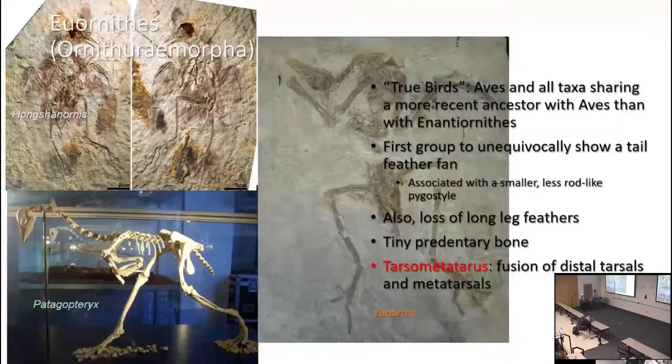And then there's the true birds, the Euornithes. This is Aves and everything closer to Aves than to Enantiornithes. It's in this group that we unequivocally get a true feather fan. I'll show what that is in a bit. And that's associated with changes in the pygostyle. Also, if you remember last time, I talked about how having long leg feathers was a Eumaniraptoran trait. It's at this point we lose that.